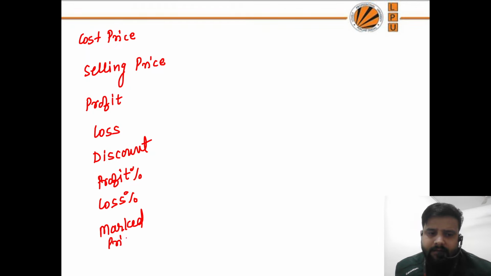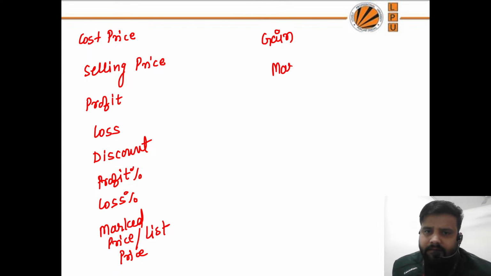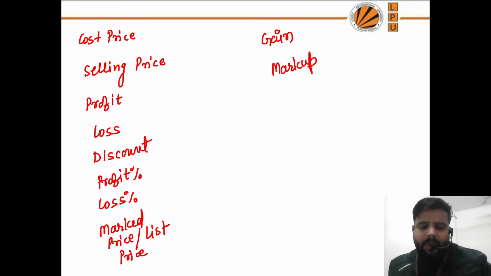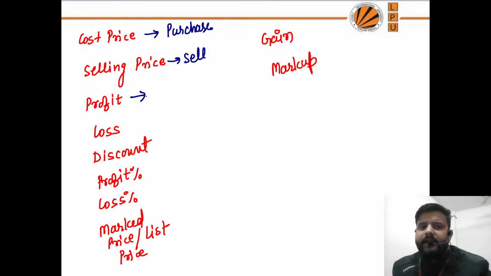mark price, list price, gain, markup. These are the terms used in profit and loss. Some of you might be aware of the terms. Let's see one by one. Cost price is the price at which you purchase something. Selling price is the price at which you sell something. Profit is when you sell at a higher price than the price at which you purchased it.